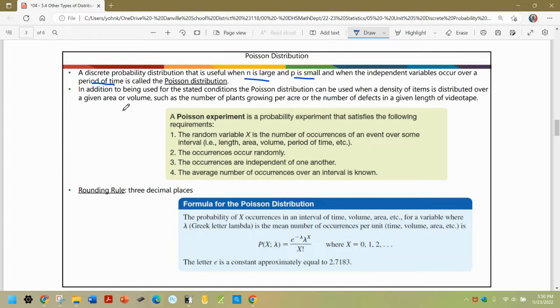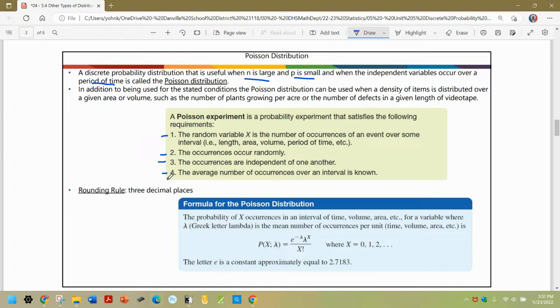So 4 requirements for the Poisson experiment. Number 1, the random variable x is the number of occurrences of an event over some interval. So I'm giving you some length of videotape, so these 10 minutes, or these 3 feet, or this many cubic centimeters. Number 2, the occurrences must be random. Number 3, they must be independent of one another. And number 4, the average number of occurrences over an interval is known.